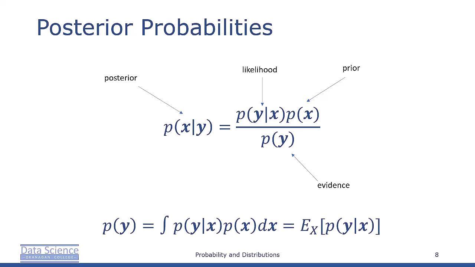The posterior, the probability of x given y, is the quantity of interest in Bayesian statistics because it expresses exactly what we are interested in. That is, what we know about x after having observed y. The quantity P of y is the marginal likelihood, or the evidence. You'll notice that it's the integral of P of y given x times P of x dx, or the expected value of P of y given x. We haven't discussed that yet, but we will later on in this video.